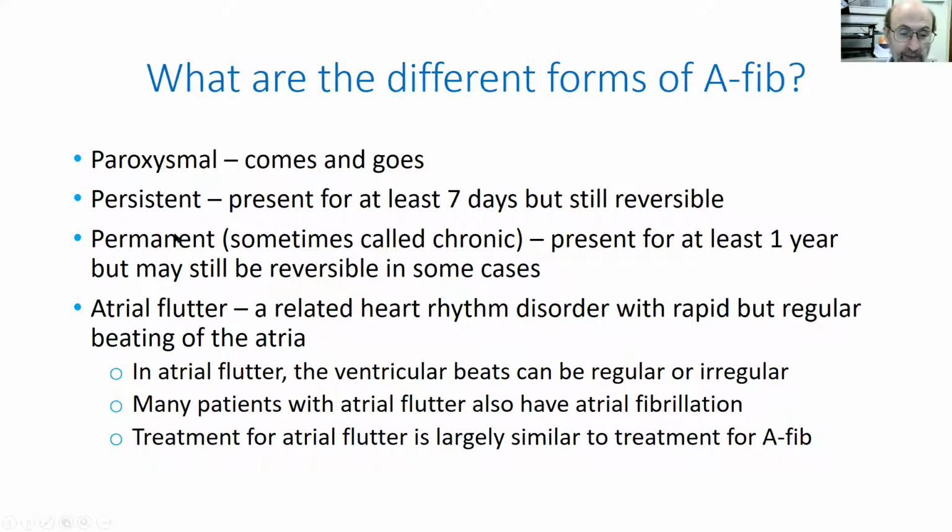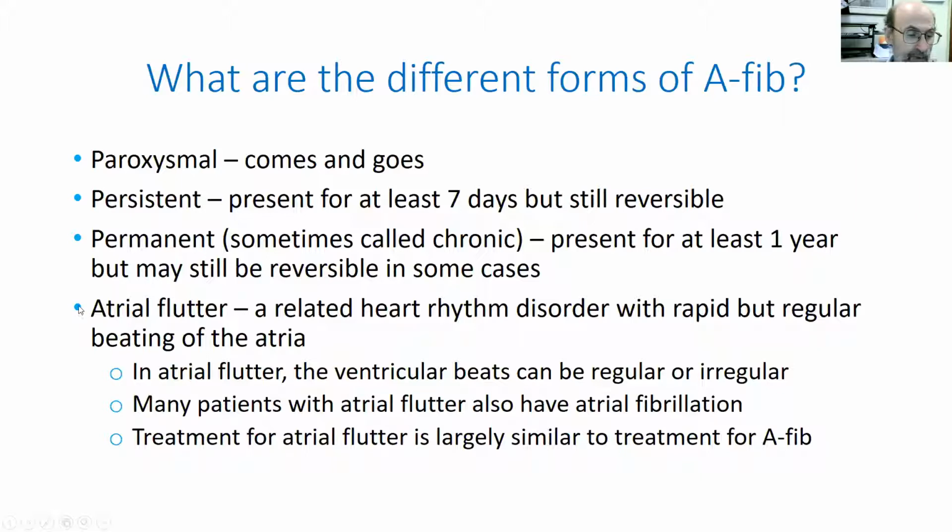And then permanent, which is sometimes called chronic, means that it's present for at least 1 year, but this term is a little bit misleading, the permanent, because even in people who've had it for more than a year, it in some cases may still be reversible. And so we still may have some treatments that could put someone back into a normal heart rhythm, even if they've had atrial fibrillation for a year or longer.